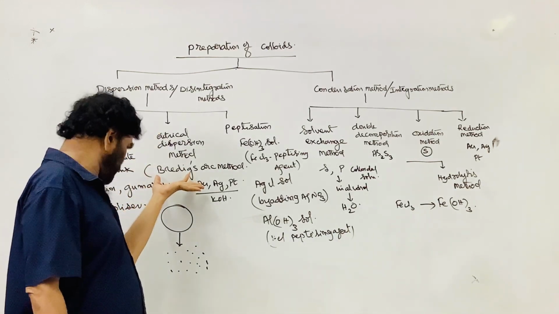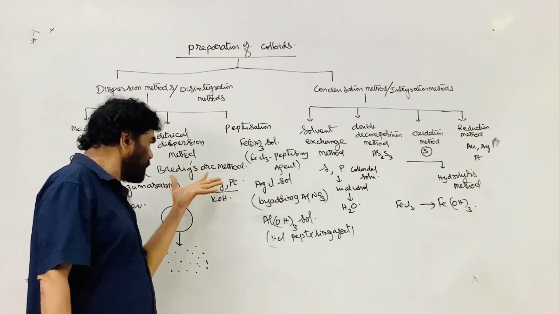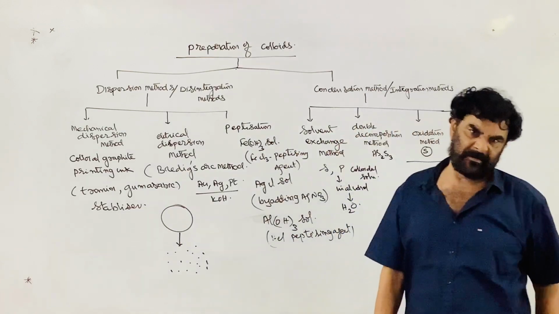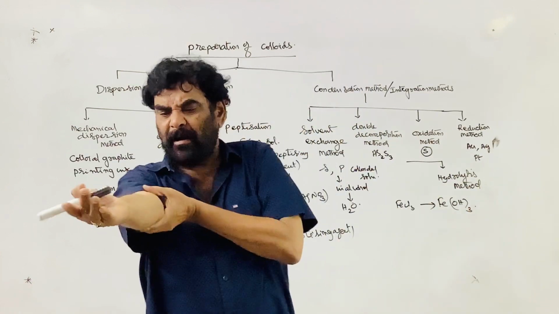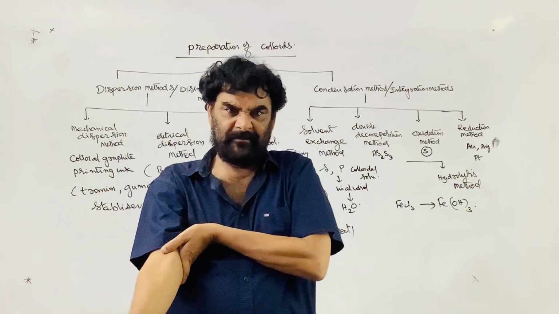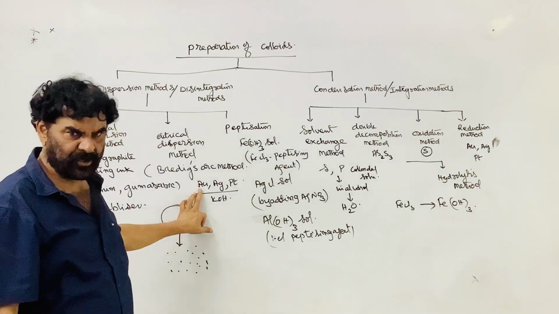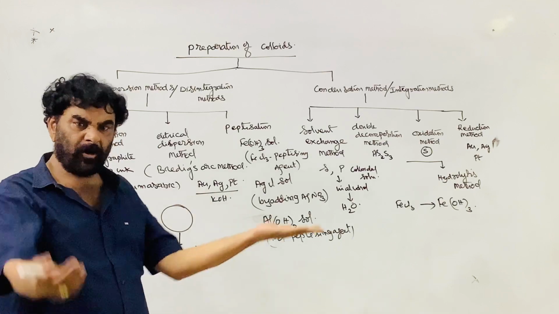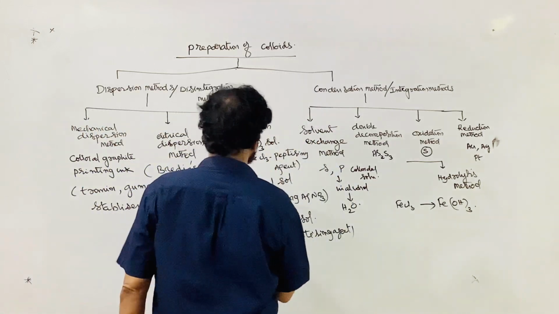So Bredig proposed this special method. It is also called the Bredig arc method. In this method, a metallic rod is taken. If you want to prepare a gold colloidal solution, take gold rods, 2 rods. It is a very simple procedure.